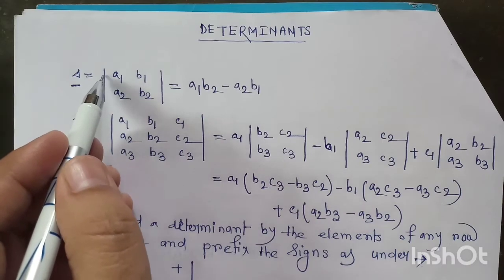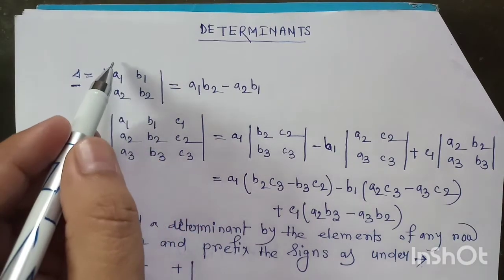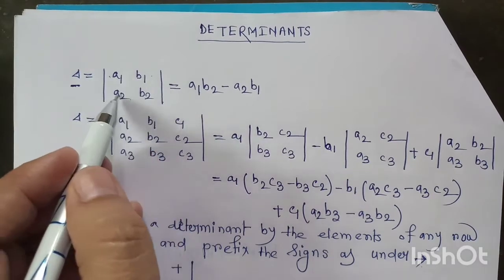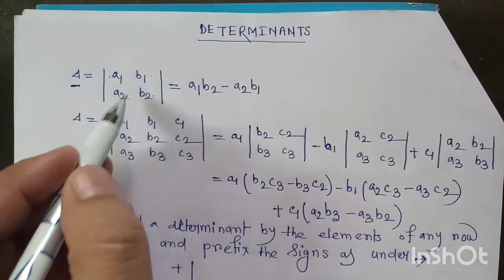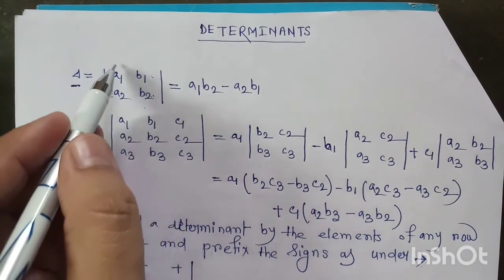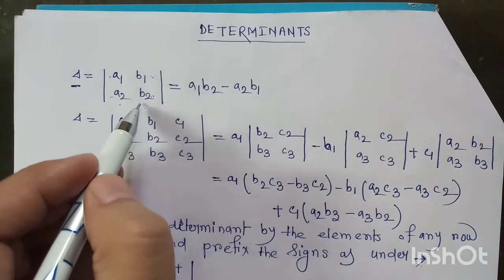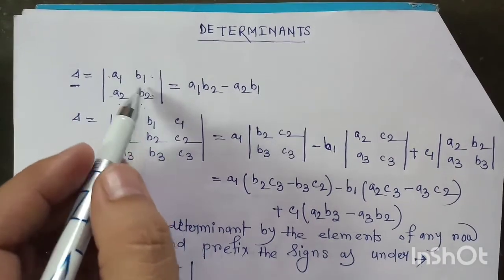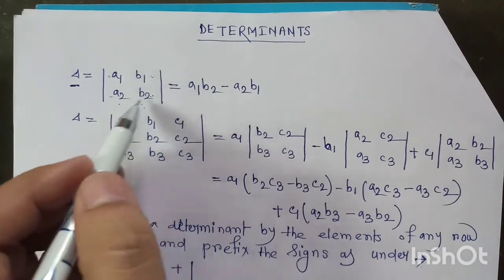If you go horizontally, this is a row, and if you move vertically, that is called a column. So row one, row two. This is C1 and this is C2. That is R1, row 1, R2, row 2. This is C1, column 1 and this is C2, column 2. So 2 rows, 2 columns, so a 2 by 2 determinant, that is the determinant of second order.